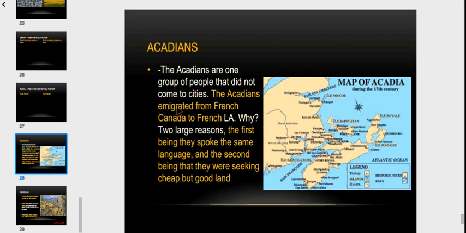Why? Two large reasons. The first being they spoke the same language as the people in France. French Canada was French speaking, and Louisiana at the time happened to have a lot of French speaking people. So when the Acadians got kicked out of Canada, they naturally looked for regions that, one, had cheap land and good land, but that also the people spoke a similar language or the same language. And that so happened to be southern Louisiana.